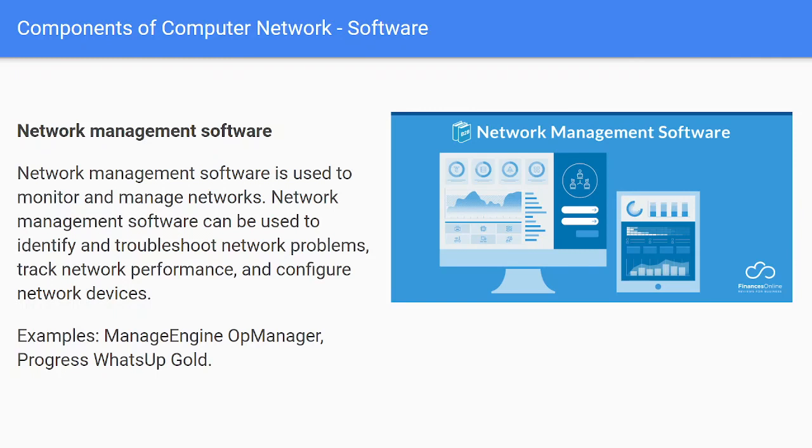So you set up your network and you think about how to manage it. You understand how to configure new network devices, how to troubleshoot when there's an issue, how to track network information and network performance, how to say, okay, my network is working fine, or this is why the network stopped working before. All these things are very important. So network management software is very important. We have some of them like Manage Engine OpManager, and Progress WhatsUp Gold.